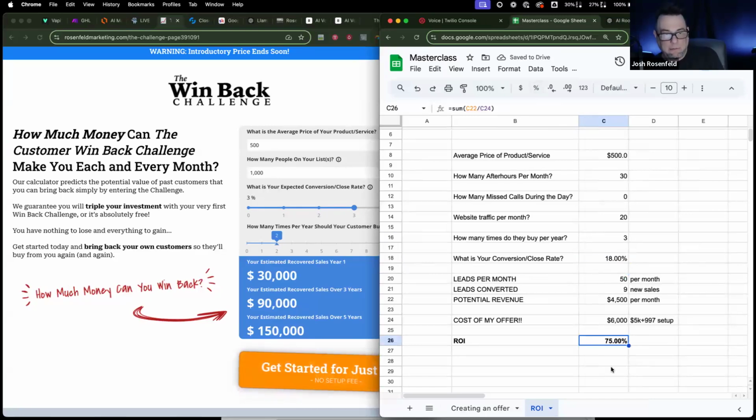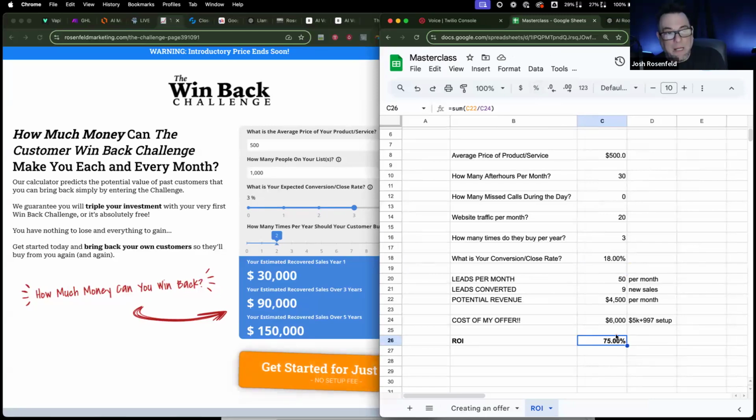So that's okay. Not the best ROI. But, oh, wait a minute. I did this wrong, folks. This math is wrong. Here's why. This is a one-time fee they're paying you. This is 12 months. So I got to times C22 times 12.